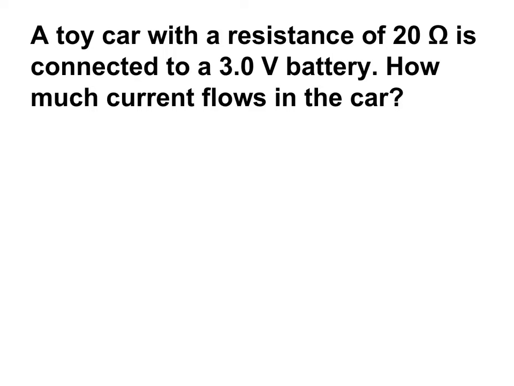So what we have here is a toy car with a resistance of 20 ohms connected to a 3-volt battery. How much current flows in the car? Well, what I'm going to do is just use my basic equation. Voltage is equal to current times resistance. I'm going to plug in the information I know. I'm going to include my labels when I do this.